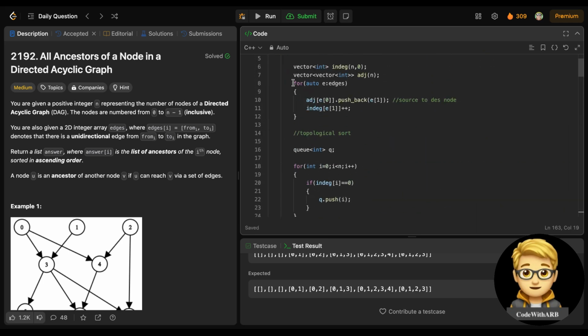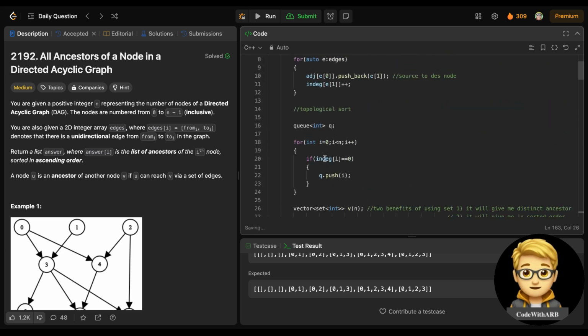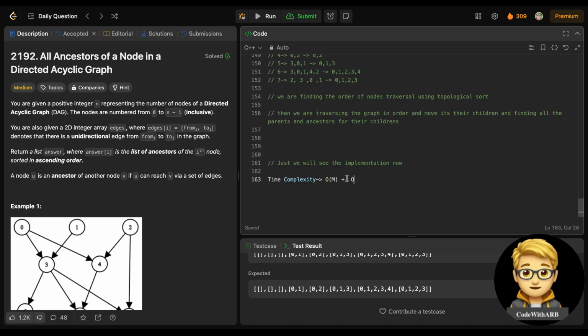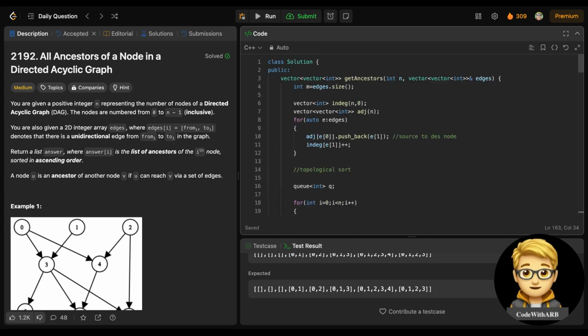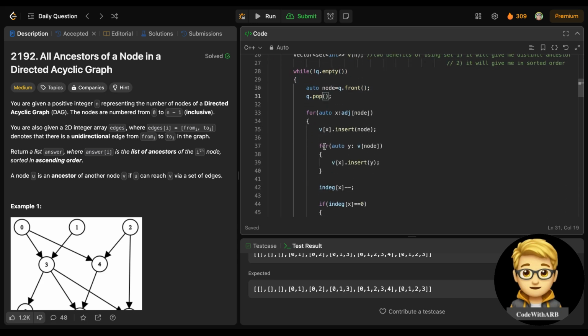is we are iterating in edges. That would take O of m, definitely, right? The number of edges is m. And also I'm iterating again in whole of n for insertion of initial nodes. So that will take again O of n, right? Again, I need to iterate in this queue.